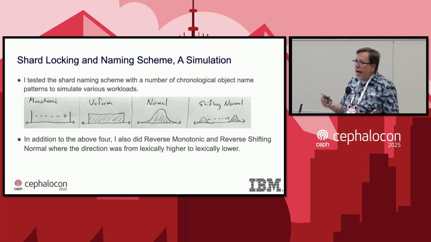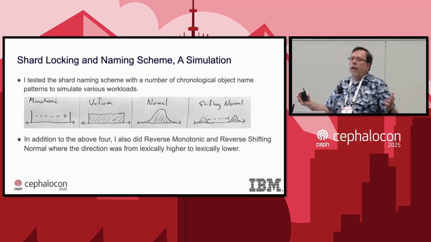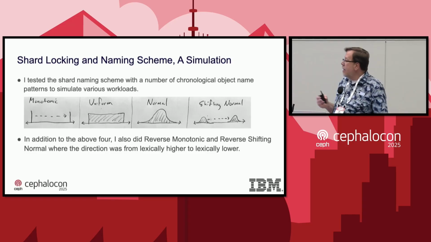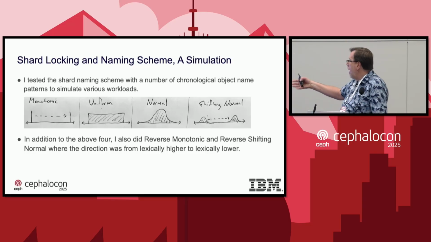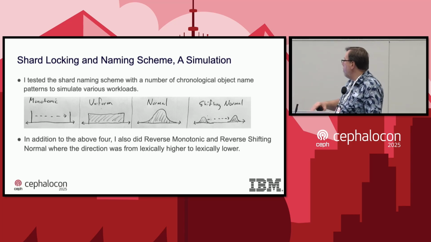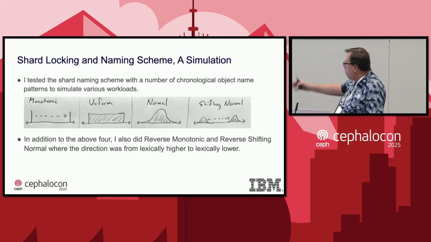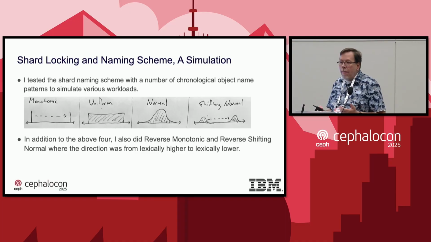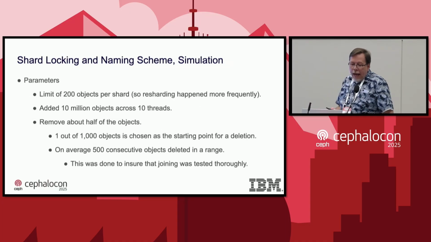I wanted to test this out to make sure that we wouldn't end up with 100 different levels of indexing. And so I tried various naming schemes where the names would go up monotonically, they would be distributed across a uniform range, they would follow a normal curve and a shifting normal curve, and even also reverse monotonic and reverse shifting normal to see how this naming scheme would operate. And in the simulation, I put a lower limit on the number of objects per shard at 200 just so we could get more splitting and joining.